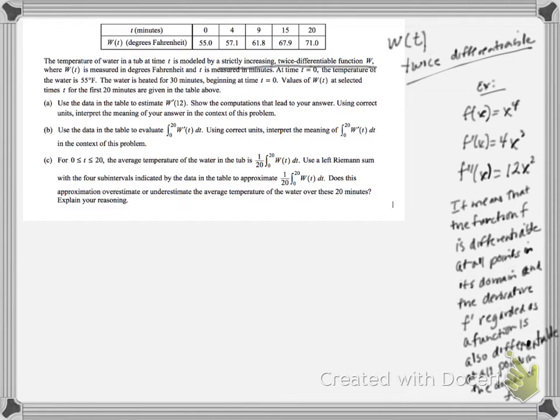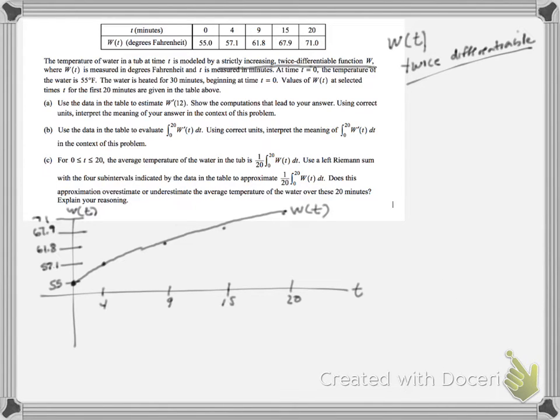And I put an example right here. Example would be if f of x is equal to x to the fourth, then the first derivative is 4x cubed. The second derivative is 12x squared. And it means that the function f is differentiable at all points in its domain, and the derivative f prime, regarded as a function, is also differentiable at all points in the domain of f. That's what that means. So hopefully you don't have too much trouble with understanding what twice differentiable is, okay?